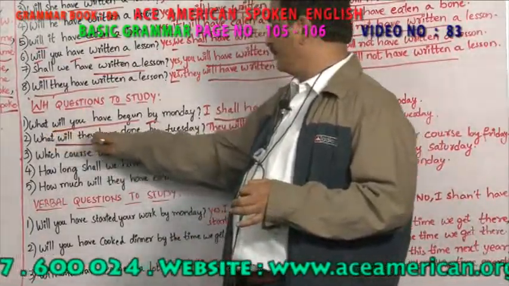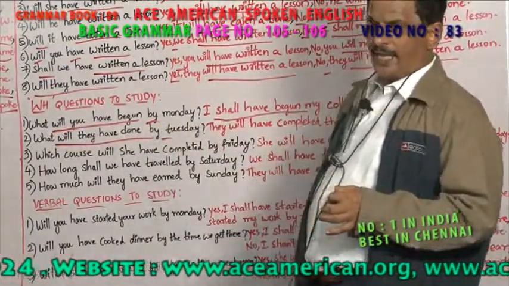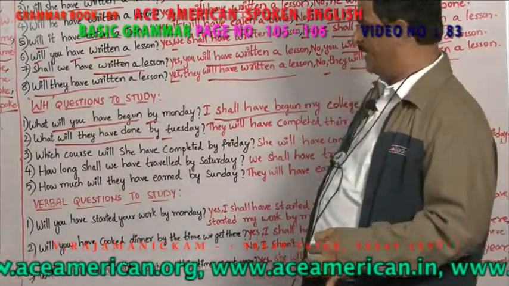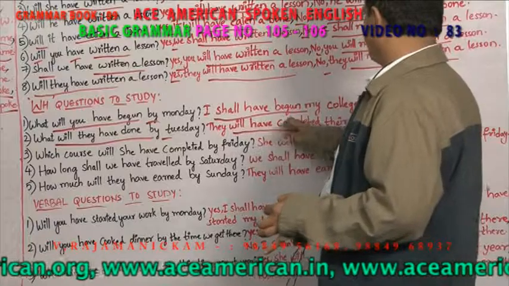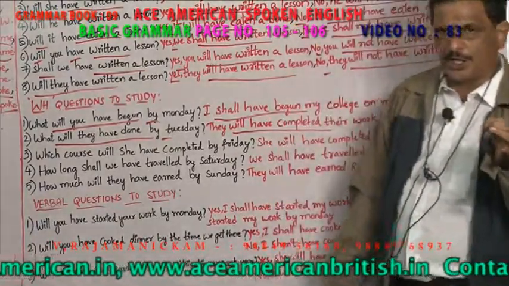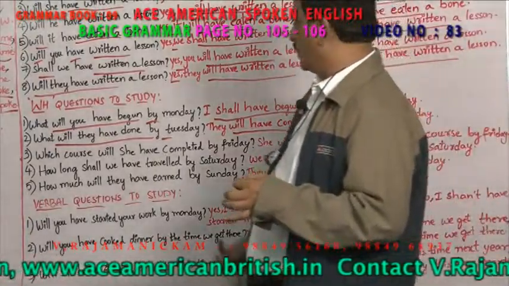Next. What will they have done by Tuesday? By Tuesday, what action will have been completed? And the answer is? They will have completed their work by Tuesday. What is the next question?